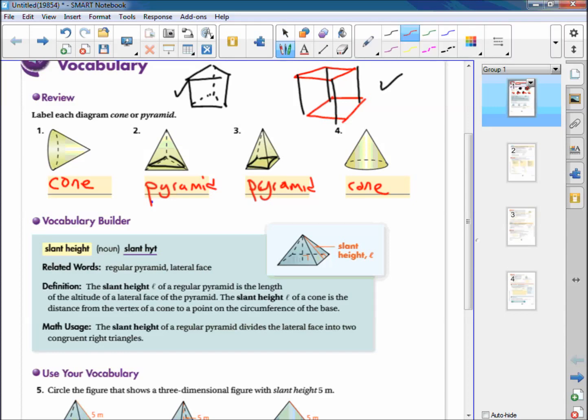So a triangular pyramid has three lateral triangles that form the sides. A square pyramid would have four lateral triangles that form the sides. There are four identical ones like this, and they all meet at a single vertex.